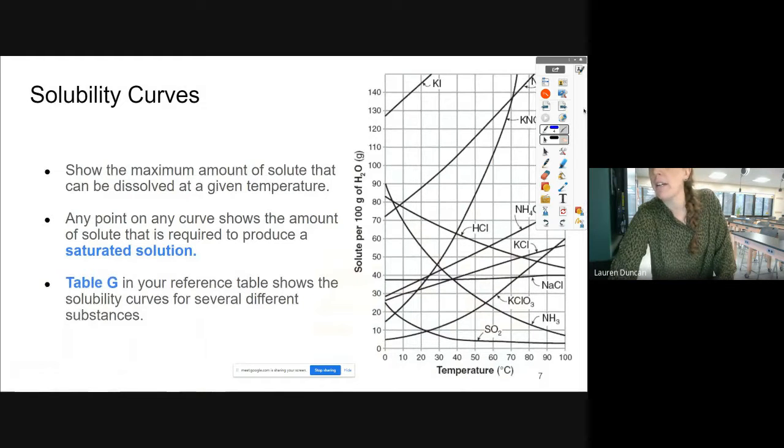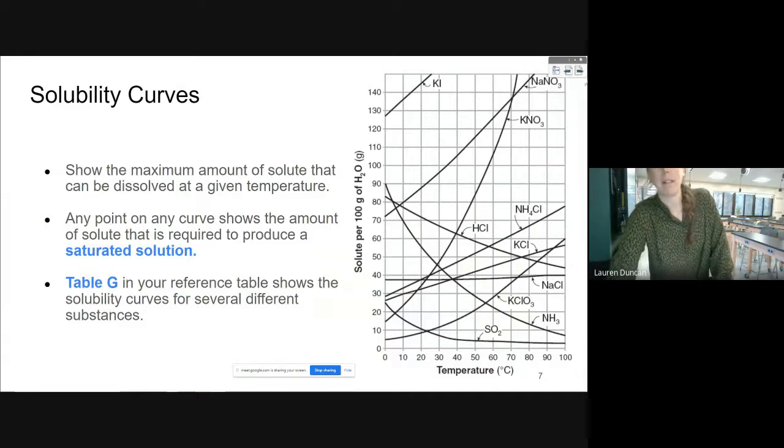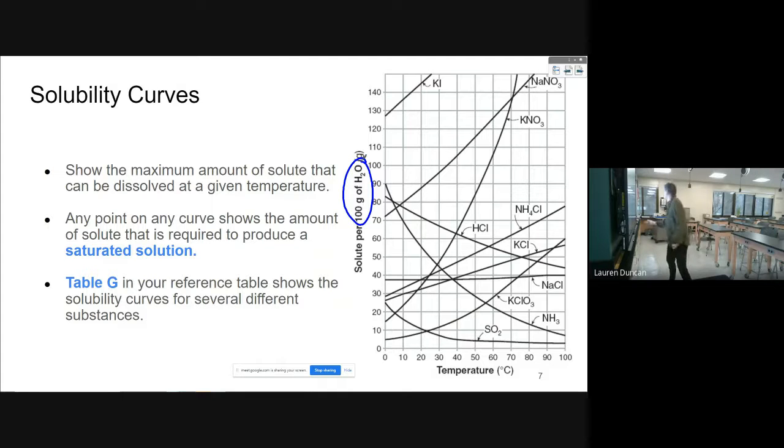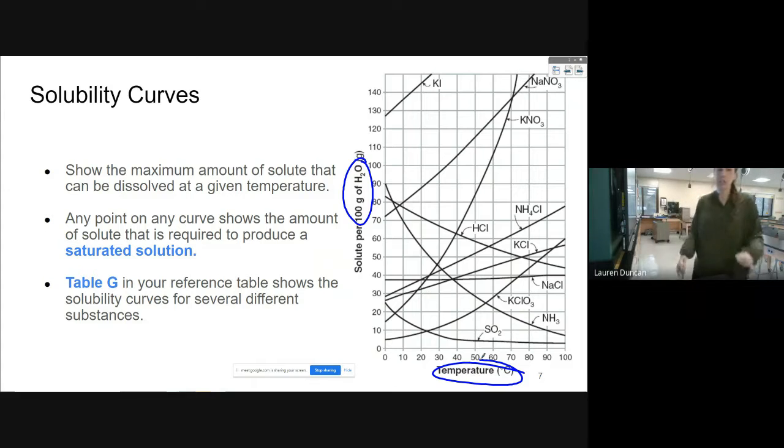Now we're going to shift gears a bit, and we'll come back to saturation in a minute, and we're going to talk about solubility curves. So what you see up on the screen is table G in your reference table. It gives solubility curves for different substances dissolved in specifically 100 grams of water at a certain temperature in degrees Celsius.